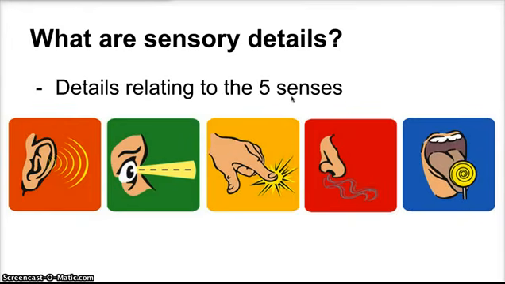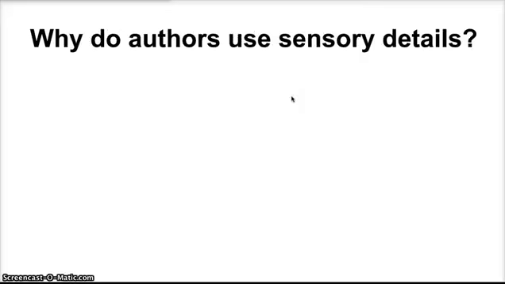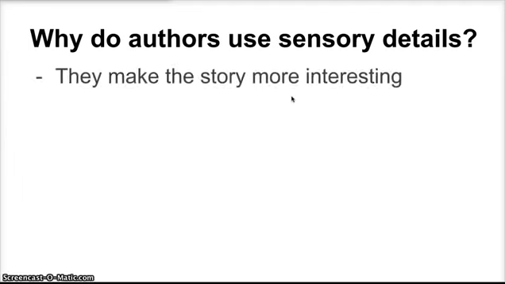So these are details that authors use in their writing that give a sense to the reader of what it would be like to stand there, to hear, to see, to touch, to smell, and to taste actually what's going on in the story. So why do authors use sensory details?